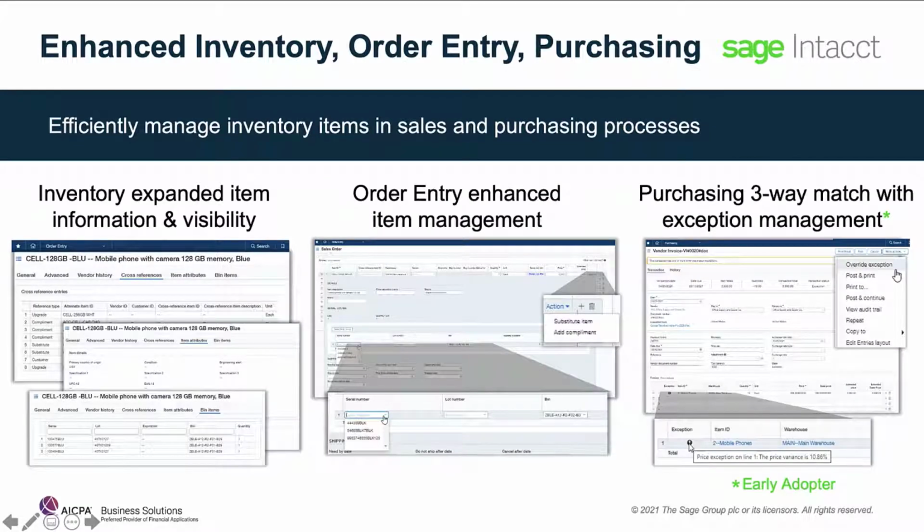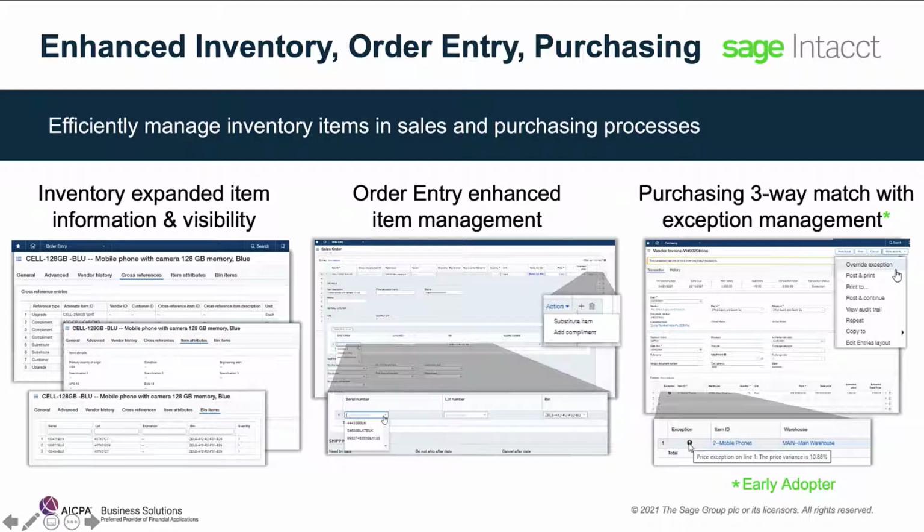2021 Release 2 includes several enhancements to efficiently manage inventory in sales and purchasing processes. You now can manage and have centralized visibility to richer, expanded inventory item information. In addition to vendor customer cross-reference IDs, you can now manage item cross-references to substitutes, upgrades, downgrades, as well as complementary items. There are an additional 40-plus standard item attributes you can use for comprehensive item tracking, as well as visibility into item bin location information directly from the item detail screen.